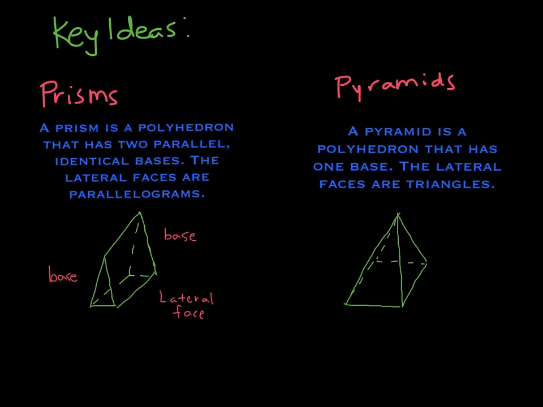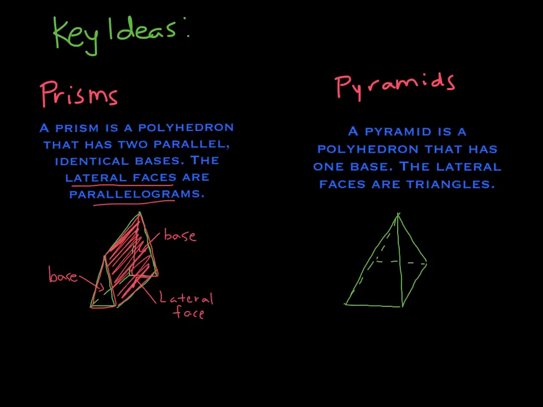So we have 3 things going on here. First of all, we have a base right here, which would be this triangle. And then we have a base right here, which would be this triangle. And then we have our lateral faces, which are parallelograms. And those would be these right here. So if you will, I'll color that in. That is my lateral face.